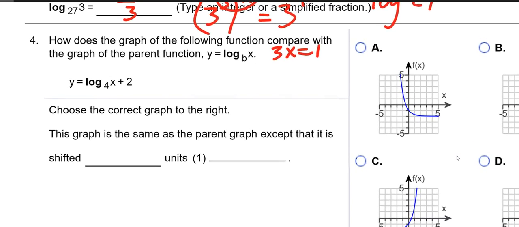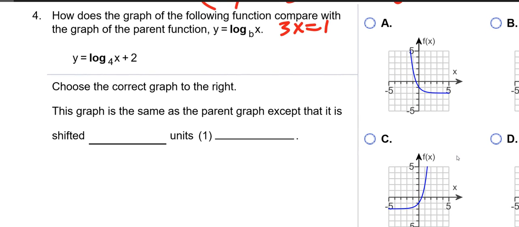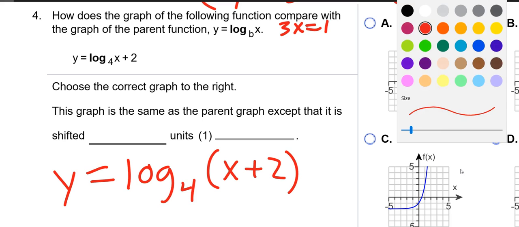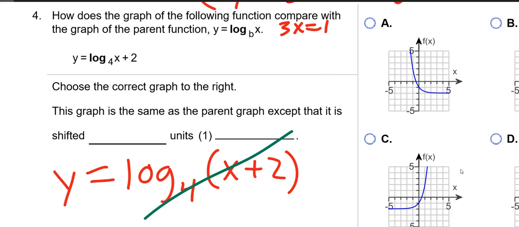Okay, question 4. I want to write the equation that it is not equal to. So right here, this is not what we're dealing with. Please understand that there's a big difference between them. This is not what we're dealing with.